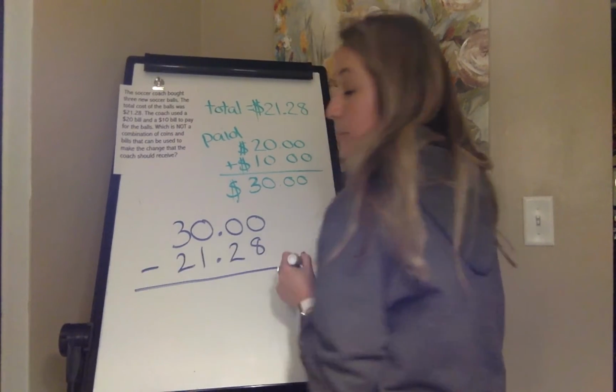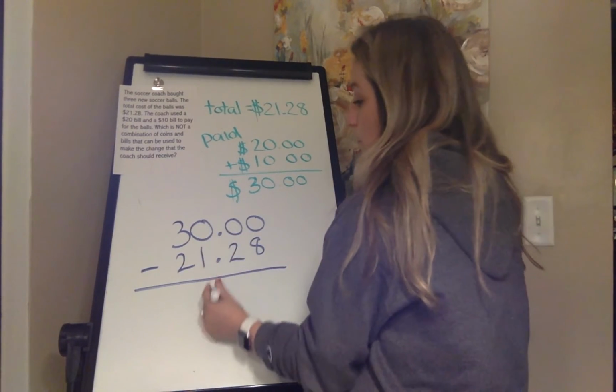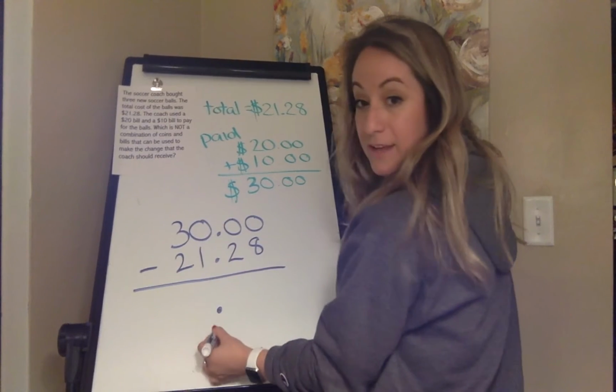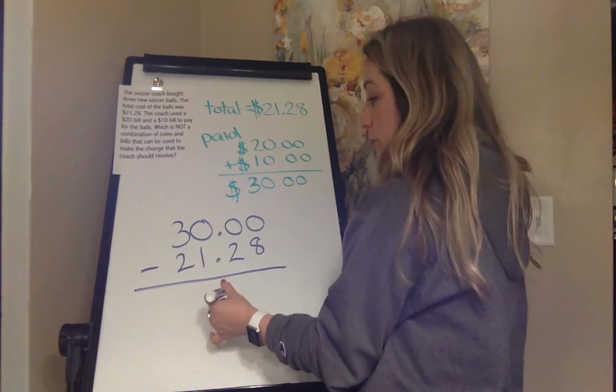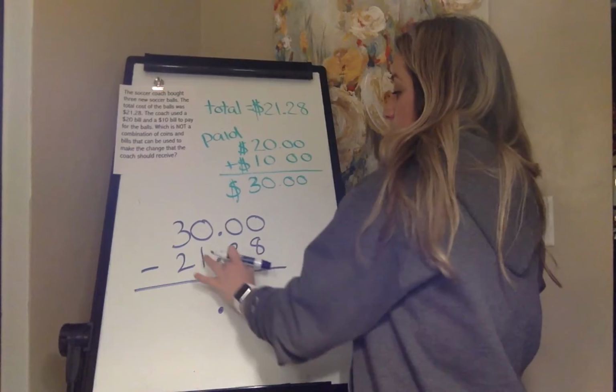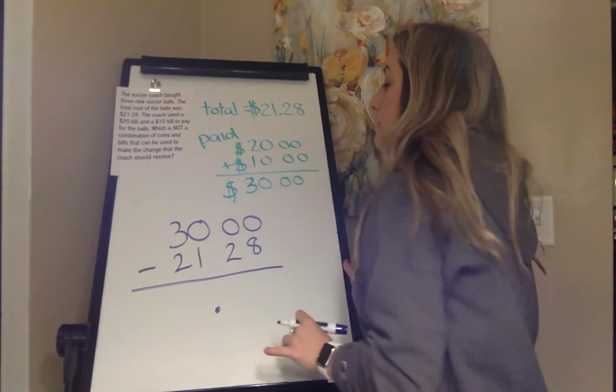Okay. Same thing as all the money problems. Take your decimal point, keep it in the same place. You know, it's kind of like connect the dots. It makes a straight line. That's what you want to do. And then we want to subtract. Okay, I'm going to erase these just so they're out of my way.